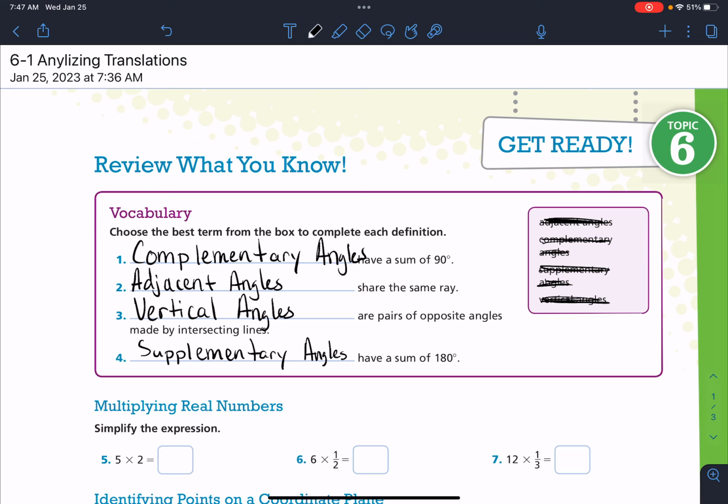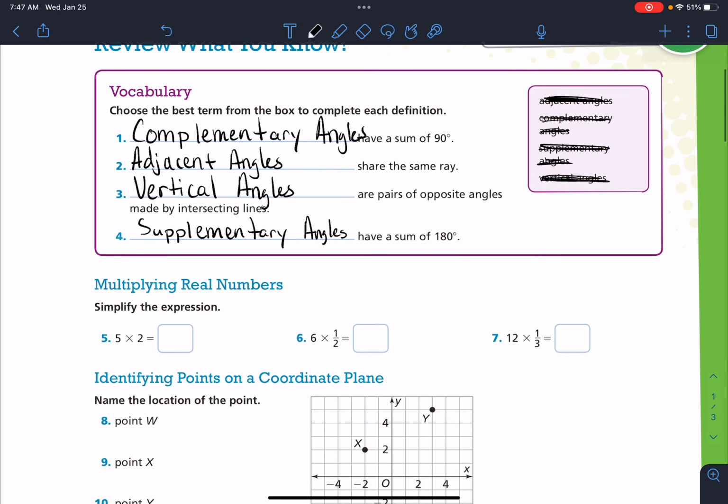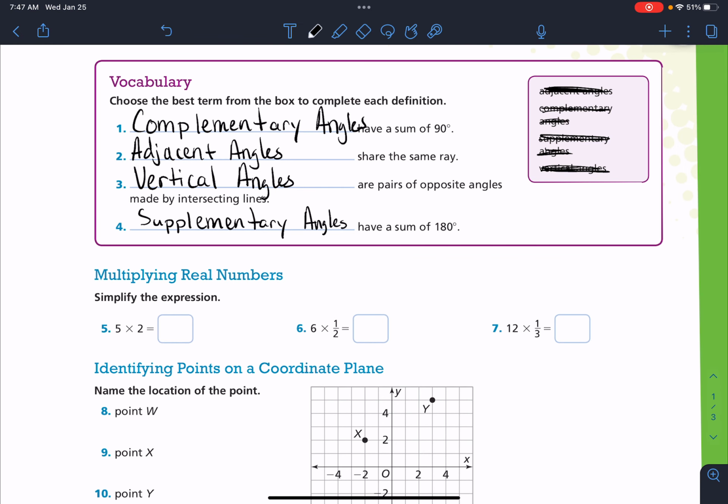All right, so there's your vocabulary there that you should know before we start this chapter. So complementary angles have a sum of 90. Adjacent angles share the same ray. Vertical angles are a pair of opposite angles made by intersecting lines. And then supplementary angles have a sum of 180.